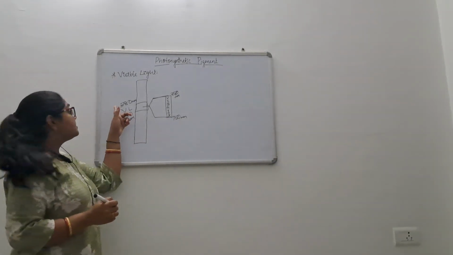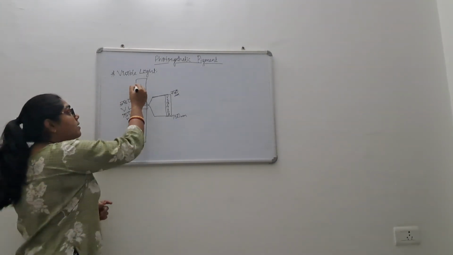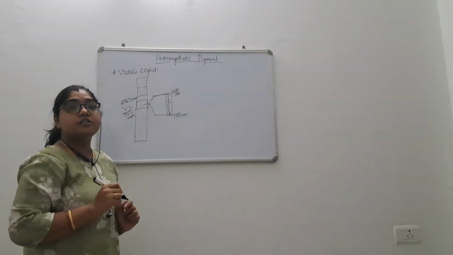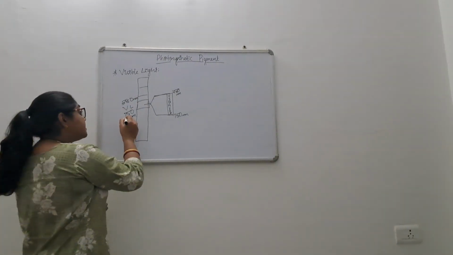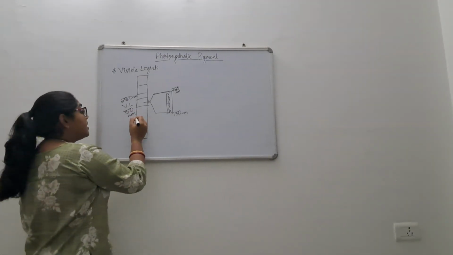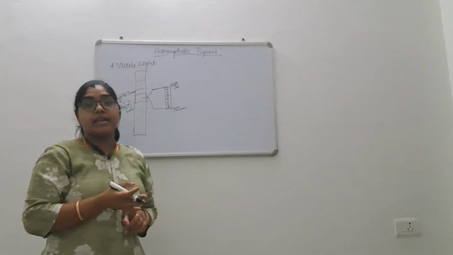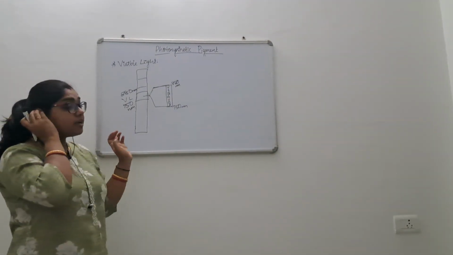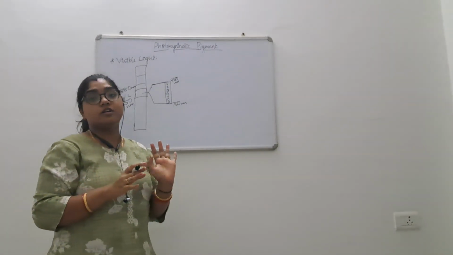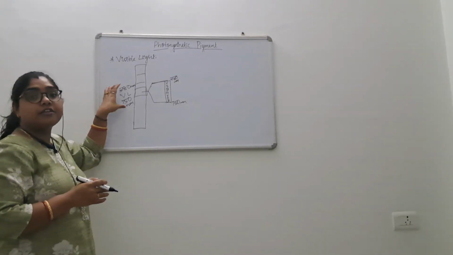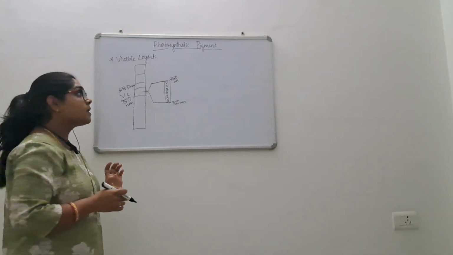Less than 380 nanometer, there are gamma rays and UV rays, which do not enter into the earth. More than 750 nanometer, there are radio waves, TV waves, infrared light. These lights do not enter into the earth. So only this part, visible light, enters into the earth, and this is effective for the photosynthesis process.